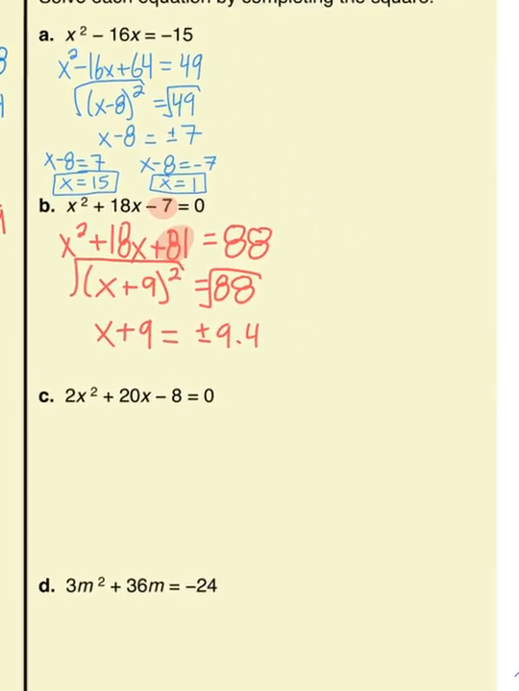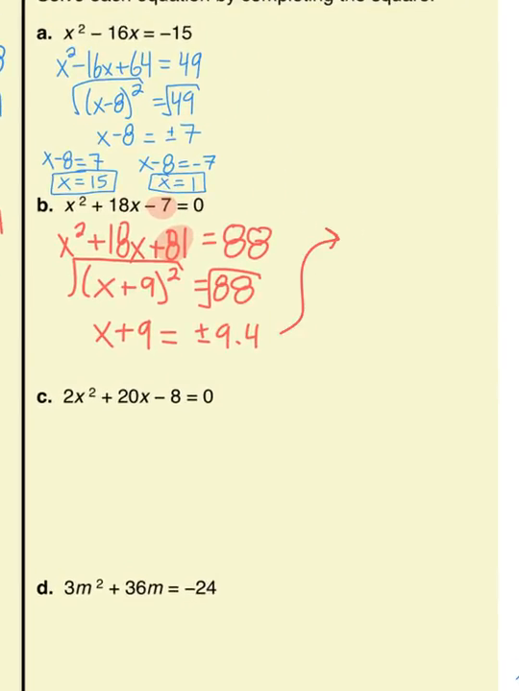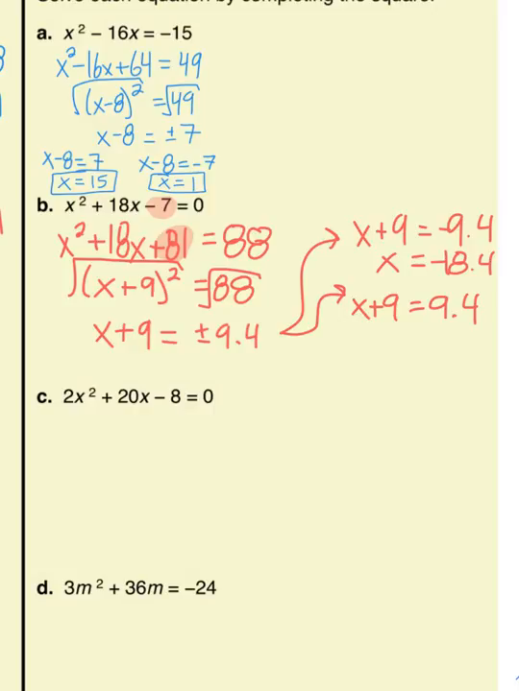I need a little more room to write here, so we're going to put one equation here and the other equation here. I have x plus 9 equals negative 9.4, and I have x plus 9 equals positive 9.4. And then I subtract 9 from both sides, so on the first one I have x equals negative 18.4, and on the second one I have x equals 0.4. And those are my two solutions for part B.